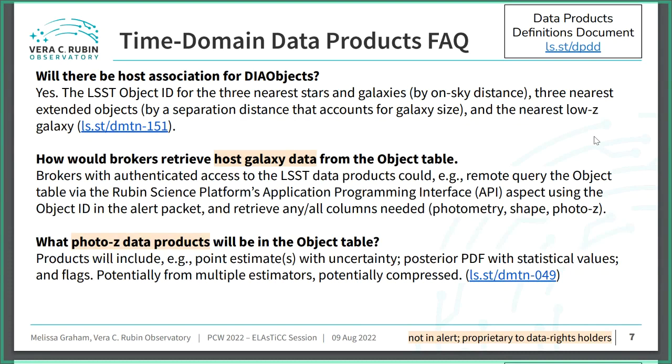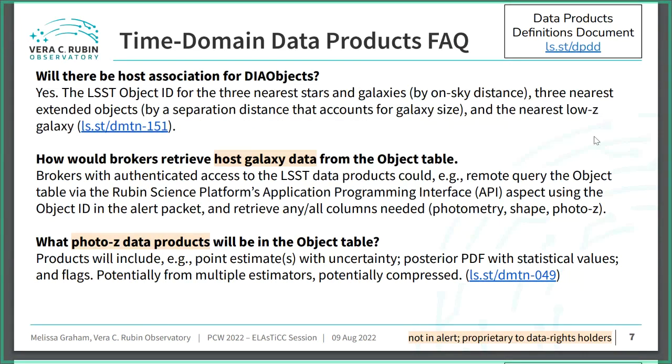So we'll just jump around our FAQs. Right, the photometric redshift goes in the object catalog, which is proprietary, so we can't put the photo Z in the alert packet. But what will go in the alert packet is some host association. Let me first draw your attention to the first FAQ about host association.